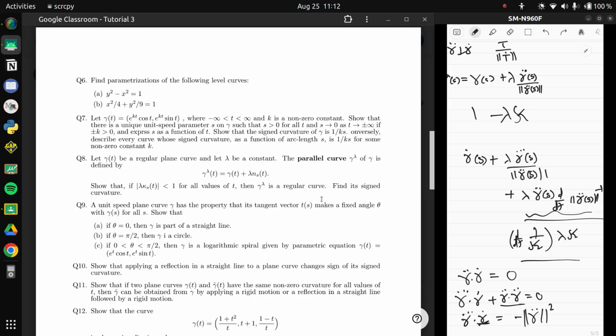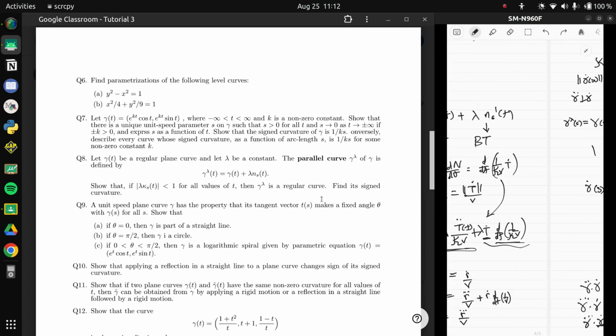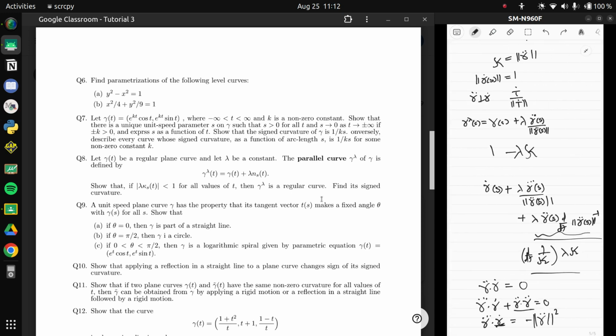The curvature is just like gamma double dot. Okay. That's a weird question. What do you mean, find its signed curvature? Signed curvature. We could have done the exact same thing you're doing with the complex number stuff. Yeah. I don't think that's a good idea.